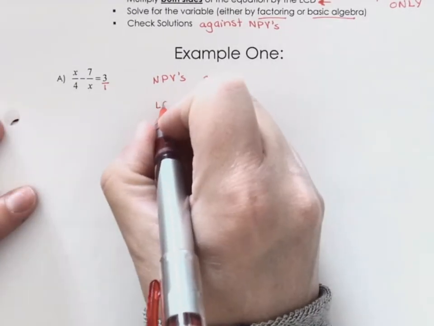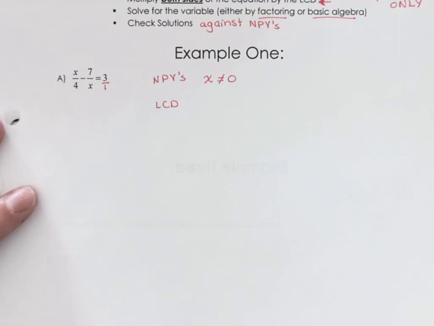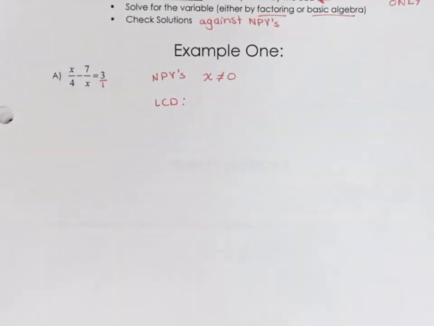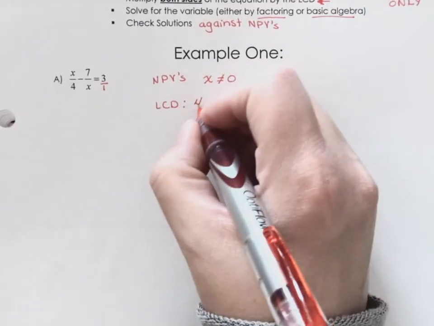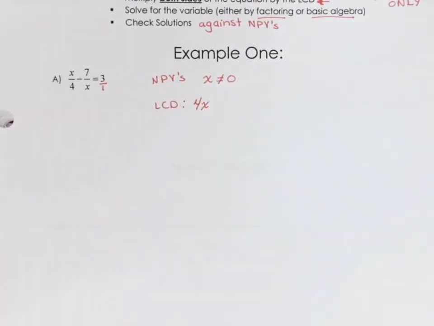Okay, so LCD. What's my LCD? What's the common denominator for this one? 4x, right? I mean, it'd be 4 times x times 1, but we don't really need that 1 in there. So my LCD is going to be 4x. So you see how with expressions, they start kind of off the same, but then we do something totally different.